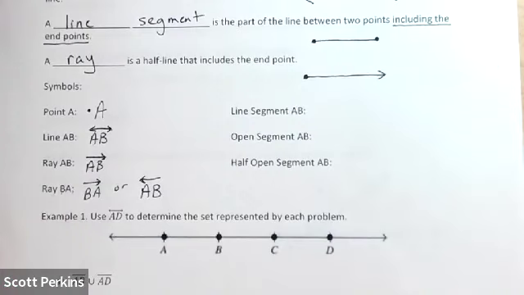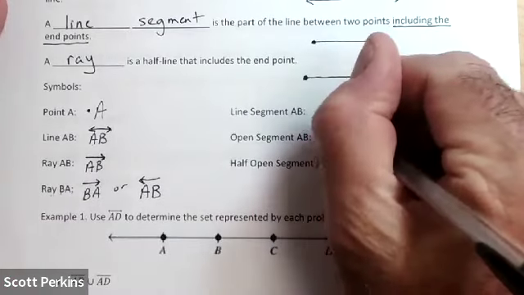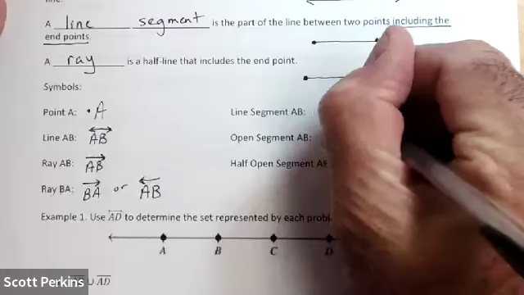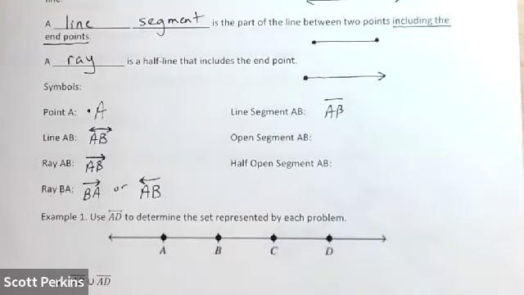Okay, so a line segment, remember, is defined as the part of the line between two points, including the endpoints. So I would write AB, and then I would just write a line segment over it. You don't need to put any dots or anything like that. That's not really done. It's assumed that it's a line segment if you just put the line over there.